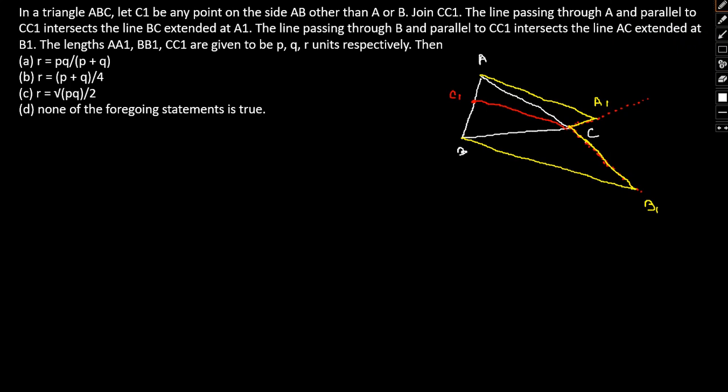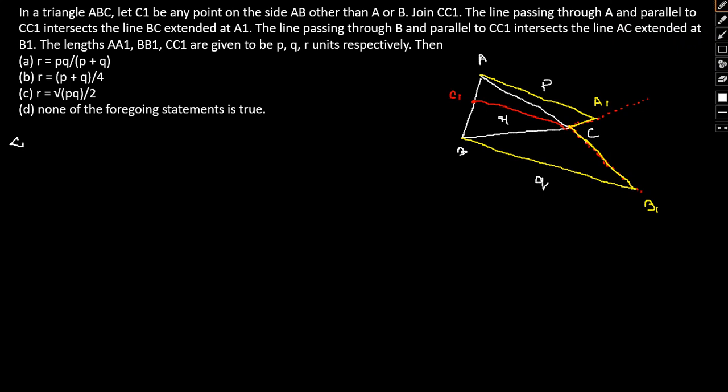Now it's given that AA1, its length being P, BB1 being Q, and CC1 being R. So this is the figure that we are asked to draw. Now we have to prove a certain relation.